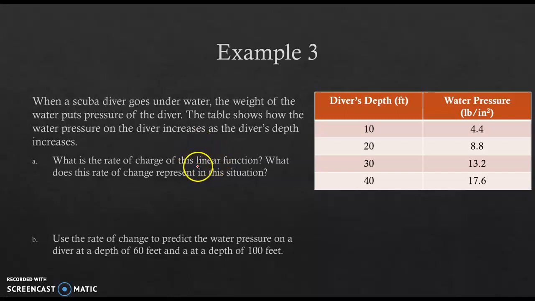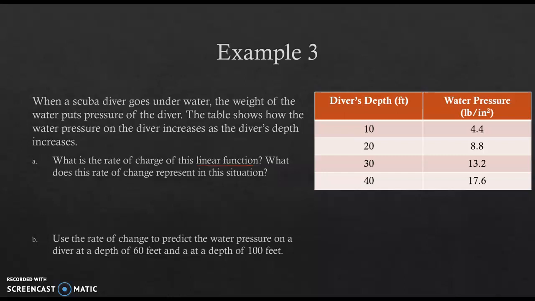So it's already telling you that it is linear. So I don't have to answer whether it's linear or nonlinear. I know that there's a rate of change, because if it's linear, there's a rate of change. So what does this rate of change also represent? So I've got to find the rate of change and decide what it represents.